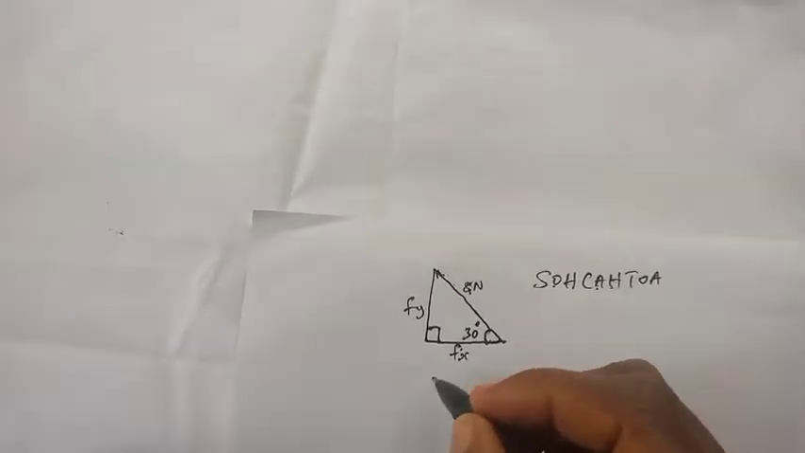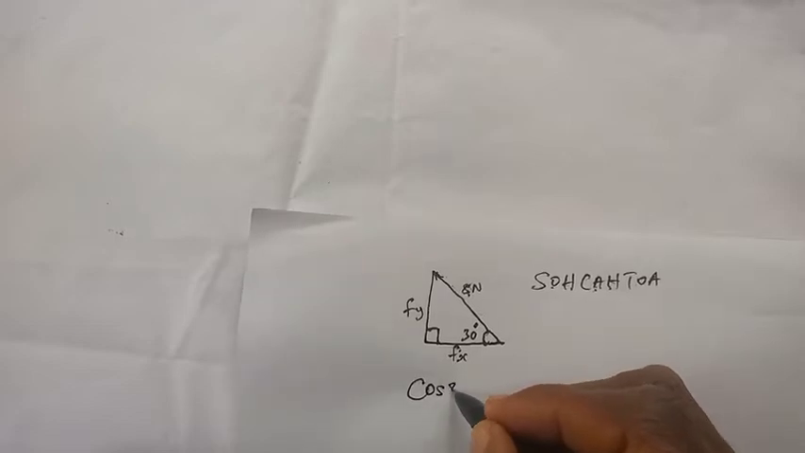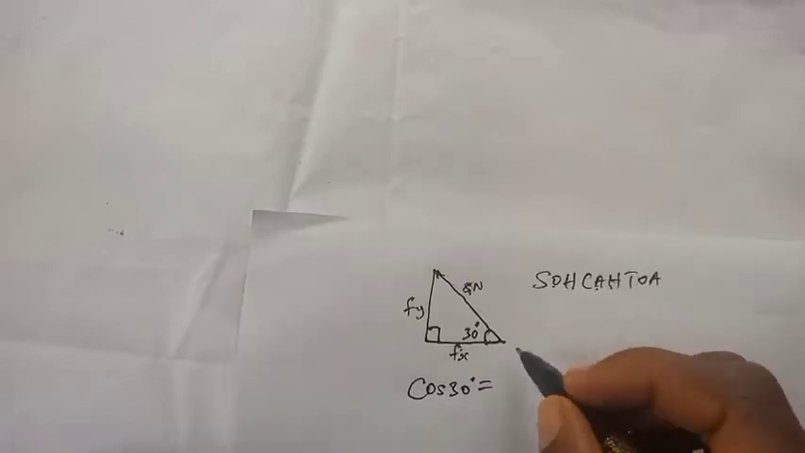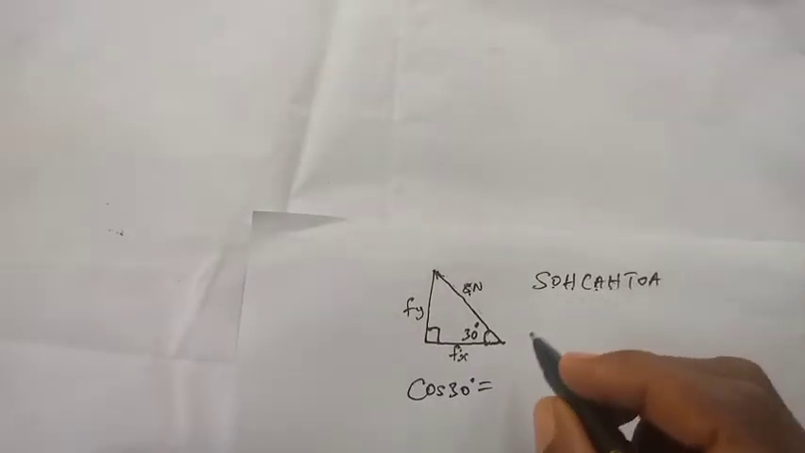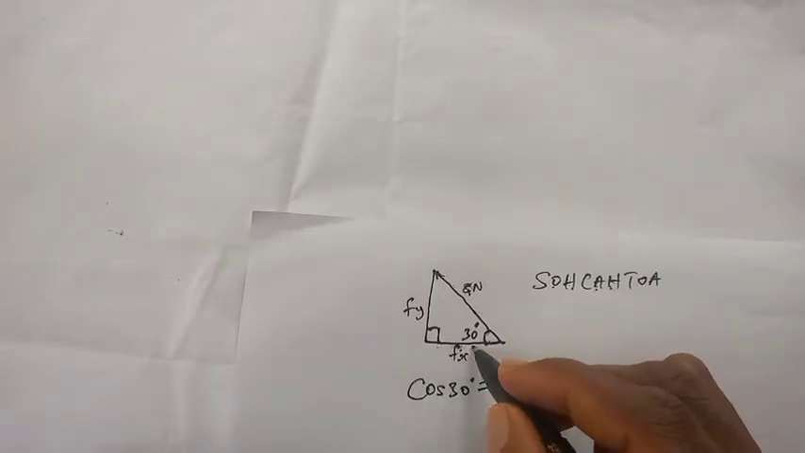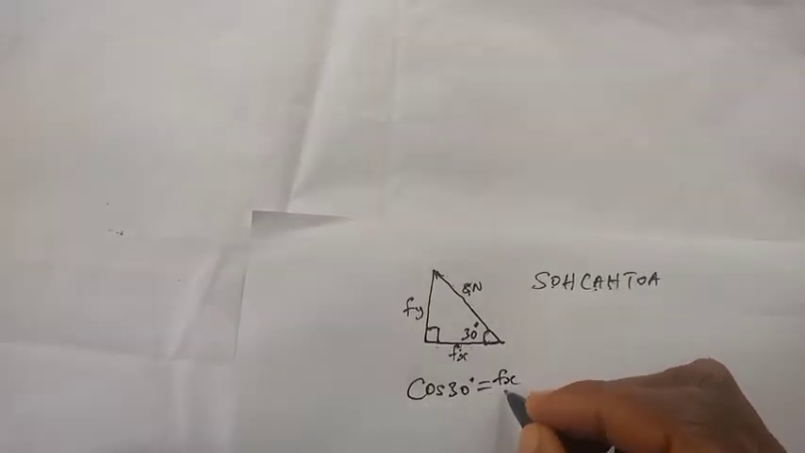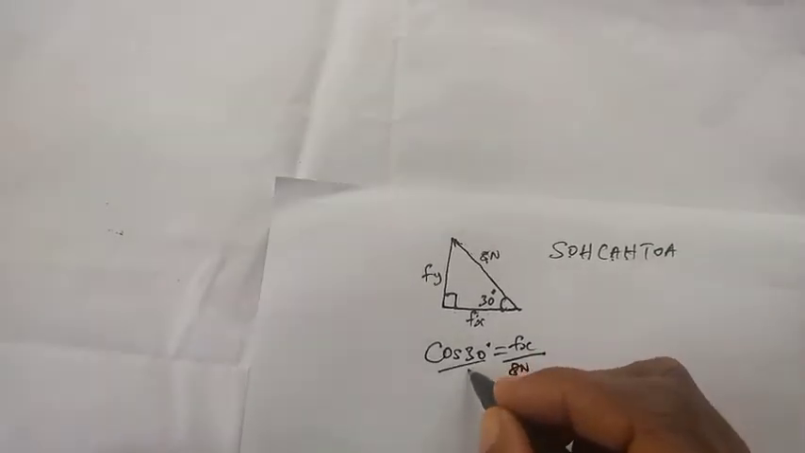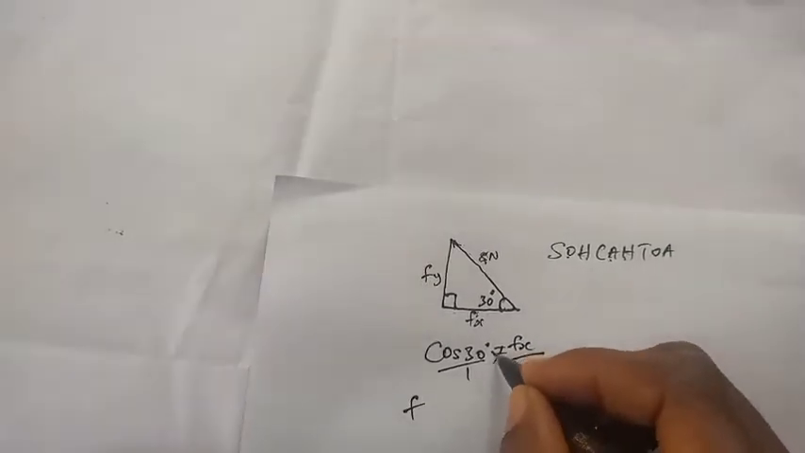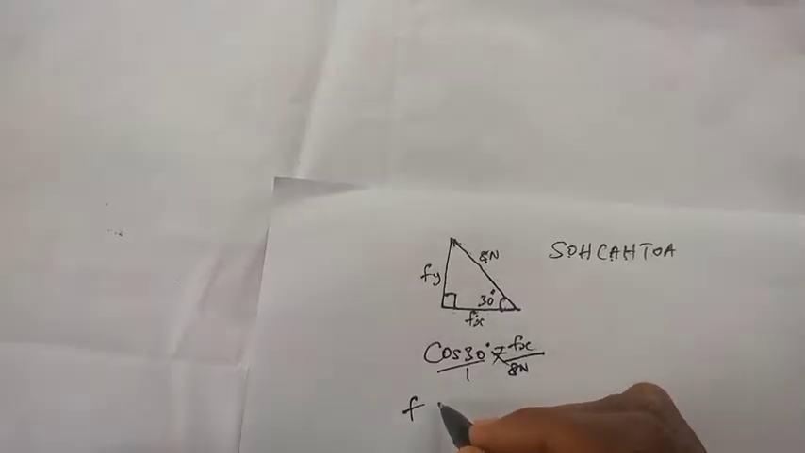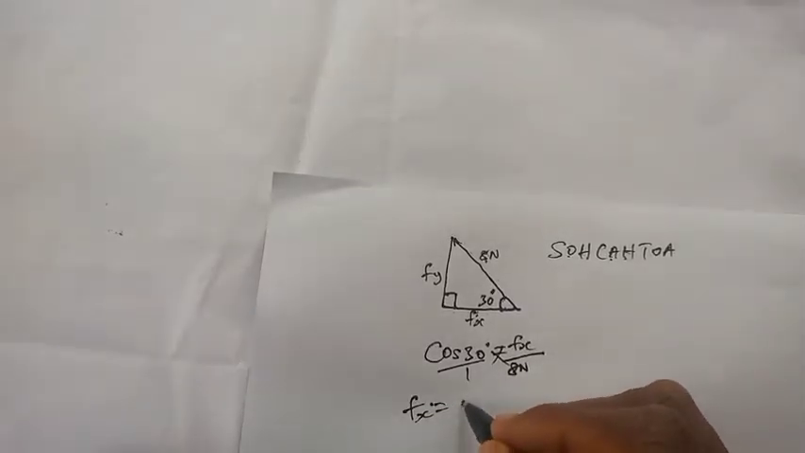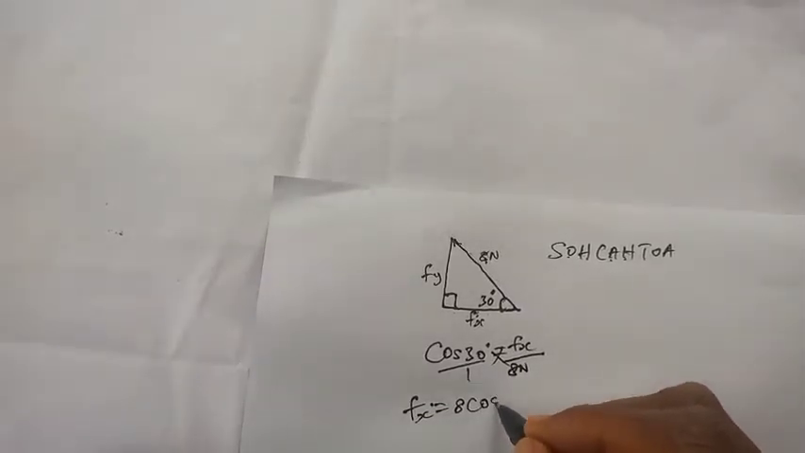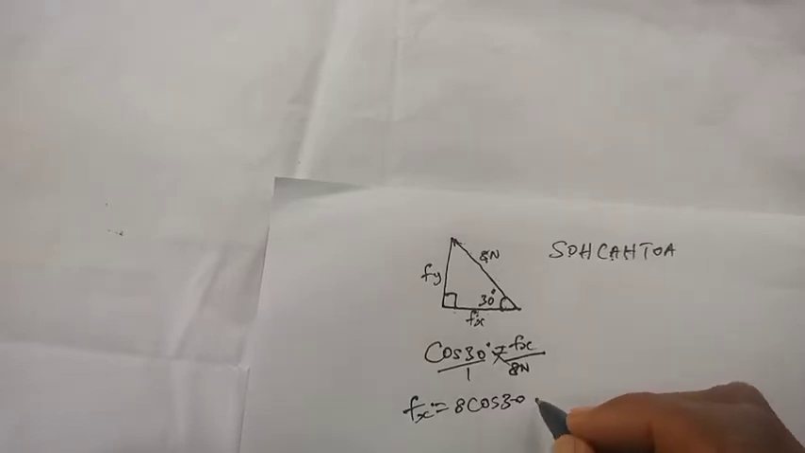So let's say cosine 30 degrees is equal to adjacent over hypotenuse. Our adjacent here is F of x, over the hypotenuse, which is 8 Newton. Doing cross multiplication, F of x is equal to 8 cosine 30 degrees.